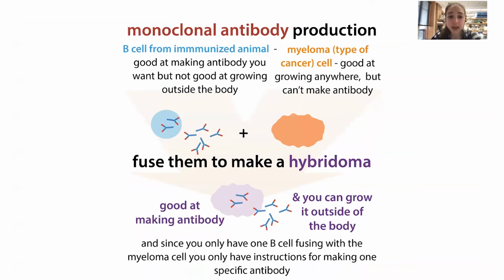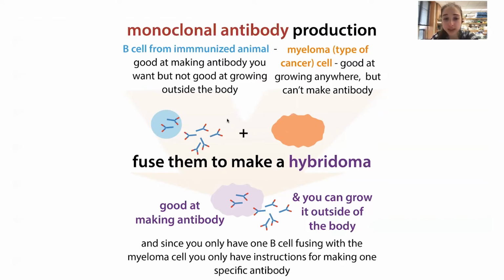So basically you take a B cell from the immunized animal, and this is going to be good at making the antibody you want, but not growing outside of the body. And then you fuse it to a myeloma cell. So this is a type of cancer cell. And so these cells are really good at growing outside of the body and growing lots and lots, but they can't make antibody.